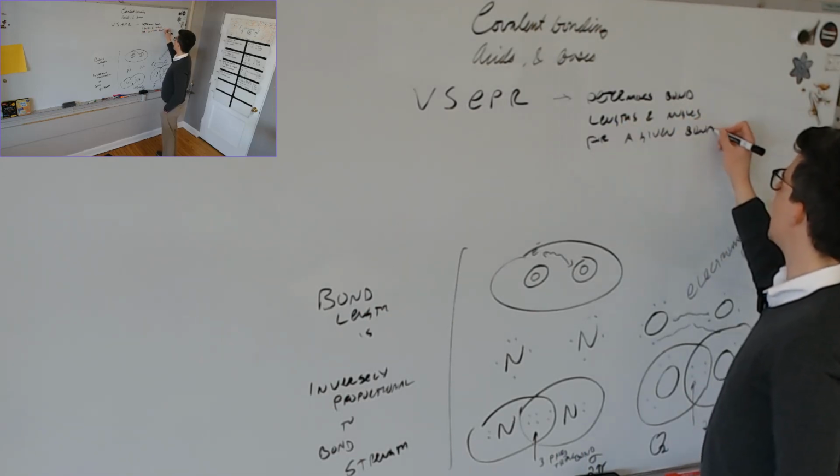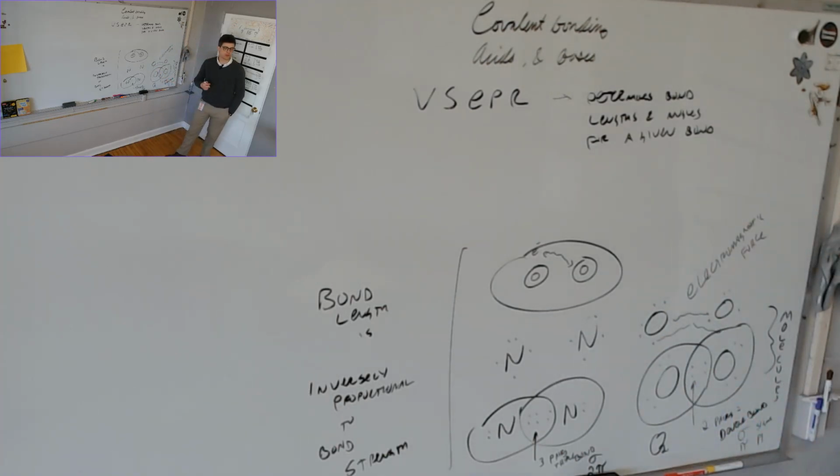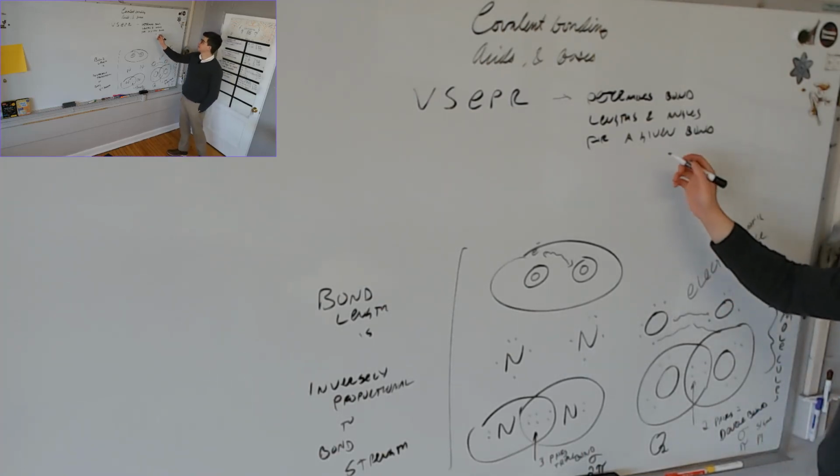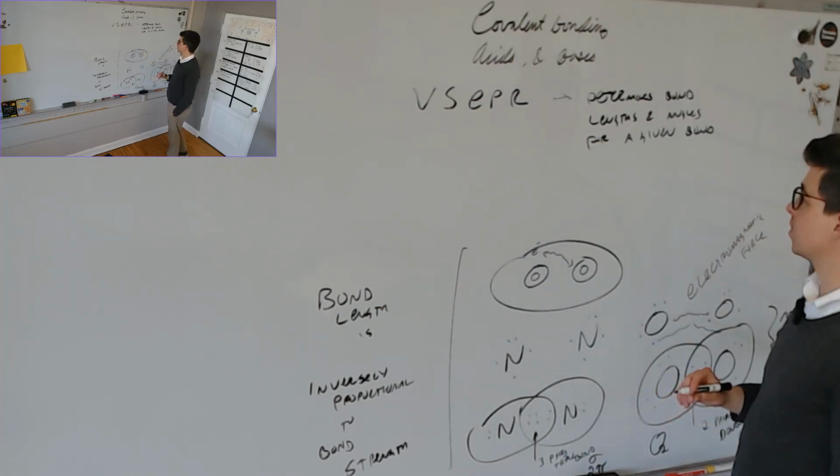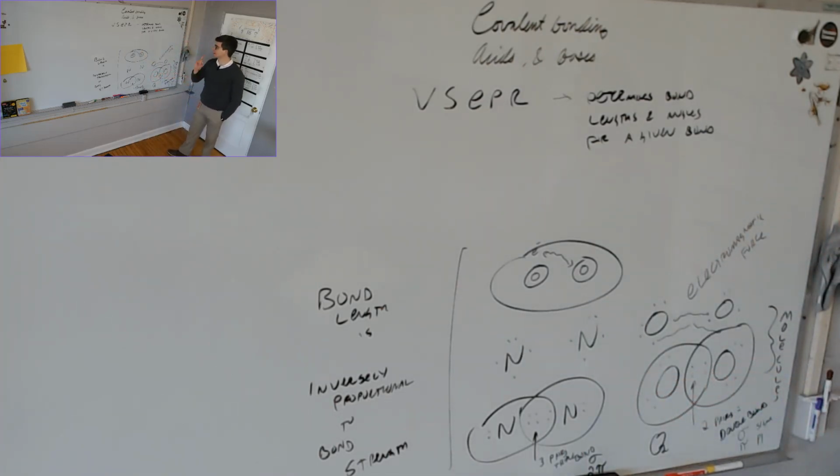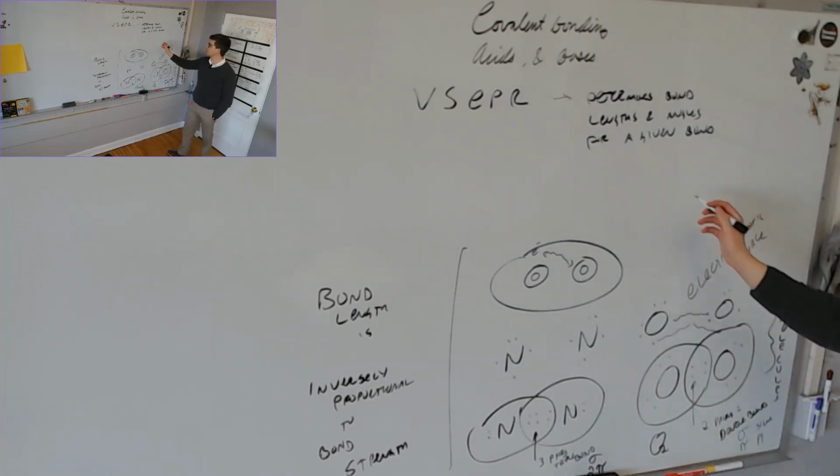How many atoms are involved in a bond? 2, always 2. One bond is always bonding 2 atoms. There can be more than one bond in a molecule, but one bond is always bonding 2 atoms. And this valence shell electron pair repulsion theory determines bond lengths and angles for a given bond. And that's about all we're going to do with it at this time.